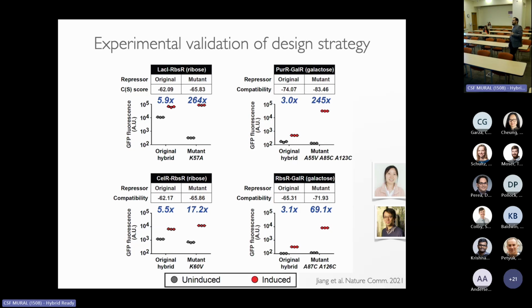Okay, so we showed the same thing for different repressors, where triple mutants on the right, the galactose and PurR hybrid, actually improved from 3 to 245, and so on and so forth. So essentially, what I'm showing you here is that by reestablishing connections that probably were lost by creating these hybrids, you can come back and design new hybrids that are useful for, let's say, synthetic biology.